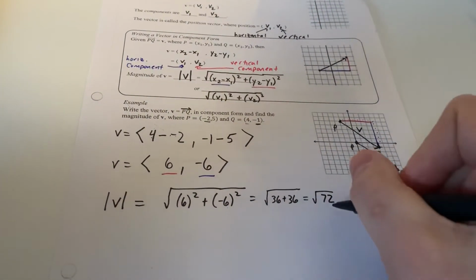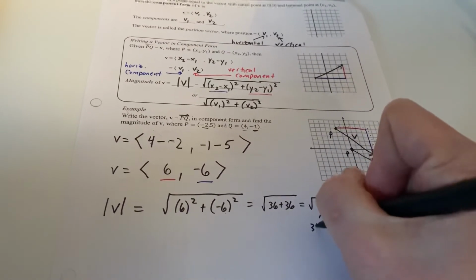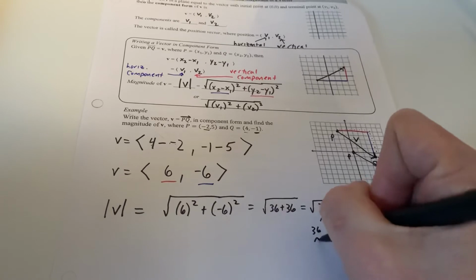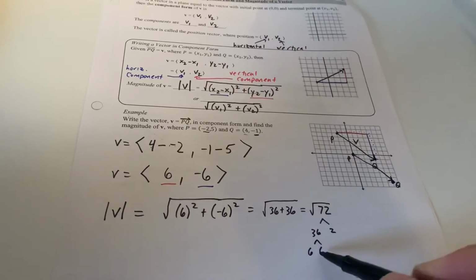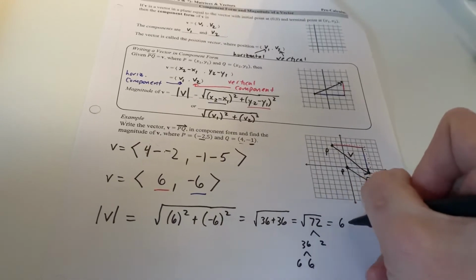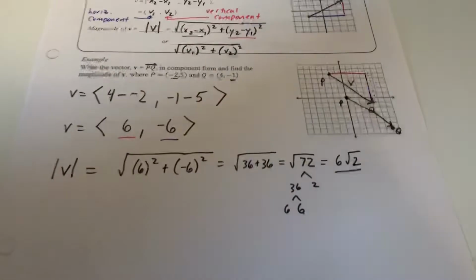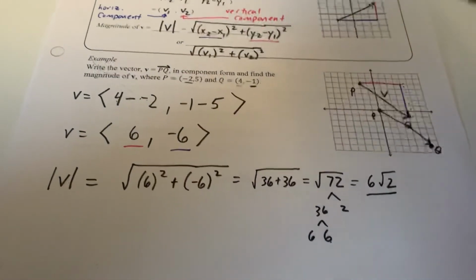And if we made a factor tree to simplify this, it would break down to 36 times 2. 36 is 6 times 6. So we're going to have a pair of 6's and then a 2 left over. So our magnitude is 6 times the square root of 2 here.